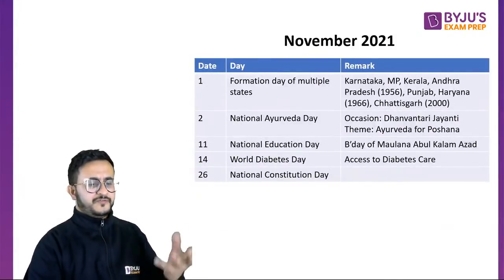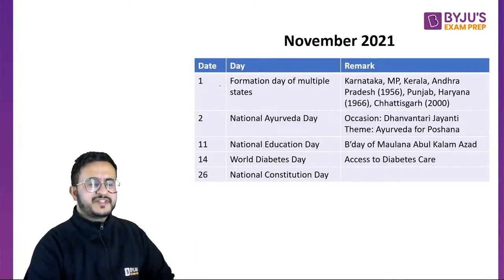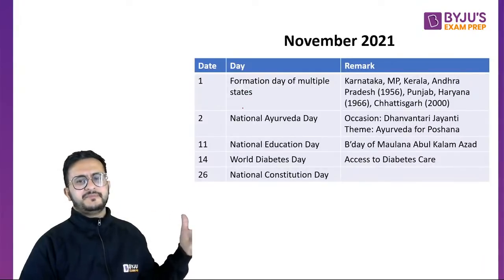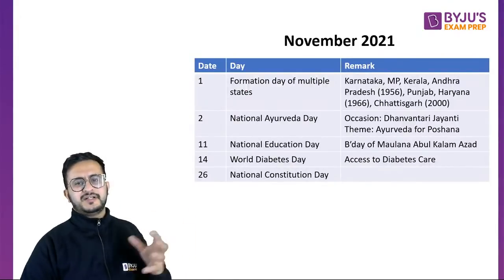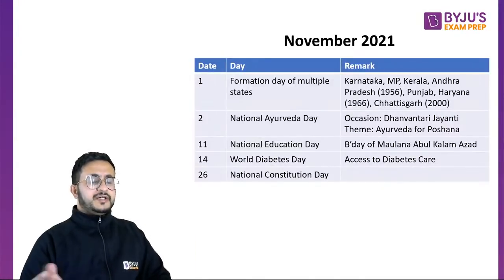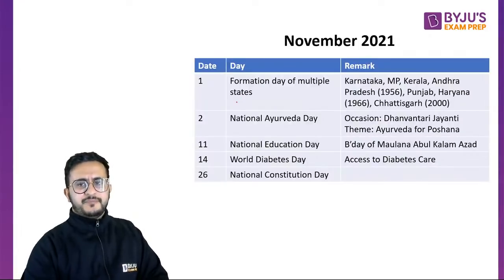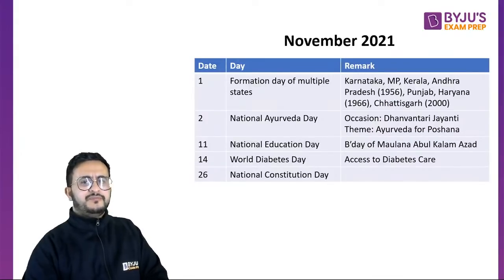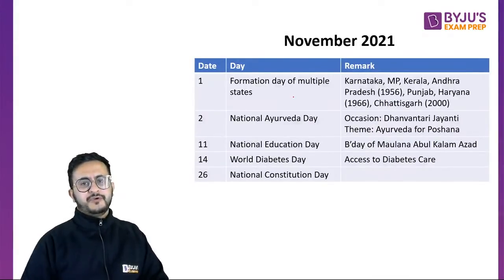And 1st of November. Now this is something sort of static also, right? Sometimes you might encounter a trivial question about the day when most of the states observe their formation day. So the day is 1st of November. Karnataka, MP, Kerala, Andhra Pradesh, these four states were formed in 1956, Punjab and Haryana in 1966, Chhattisgarh in 2000. So multiple states observe their foundation day.